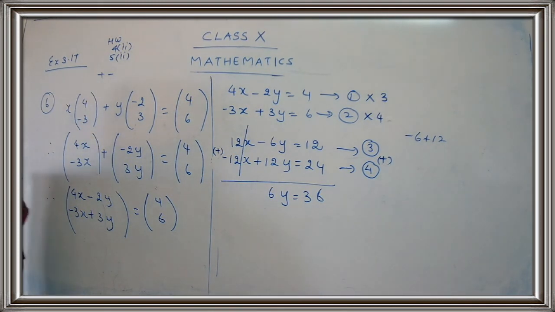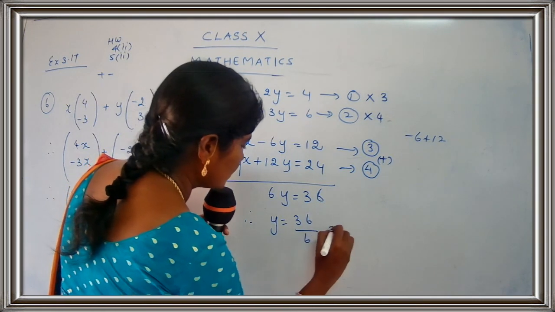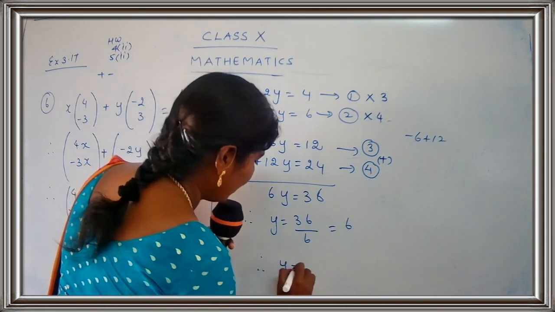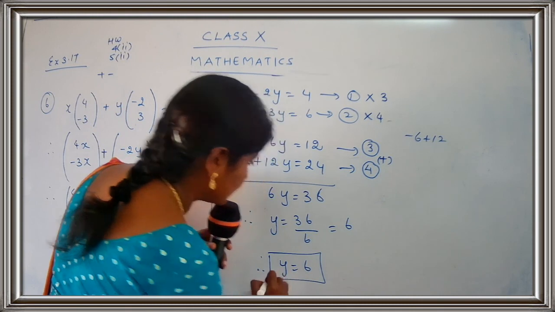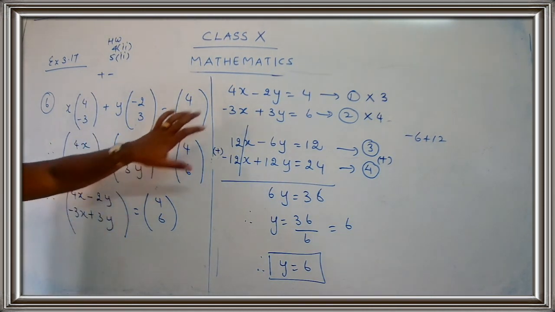So what is the answer for y? Therefore, y is equal to 36 upon 6, which is equal to 6. We got the value for y is equal to 6. I hope you are clear, children. So first we did the multiplication, then we added it, then we have just taken the equal matrix.